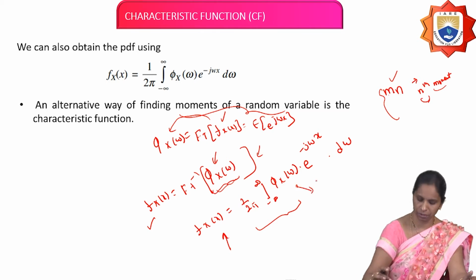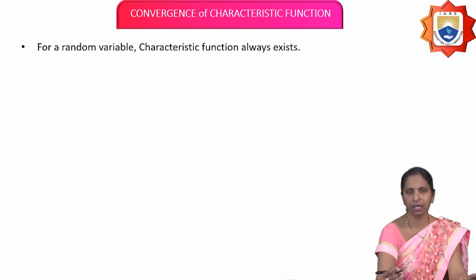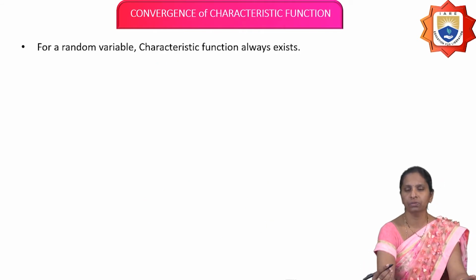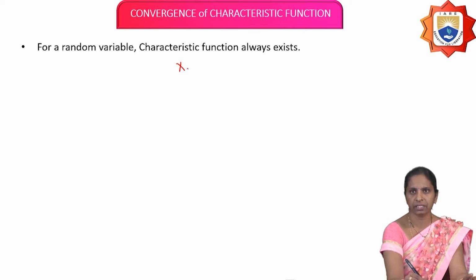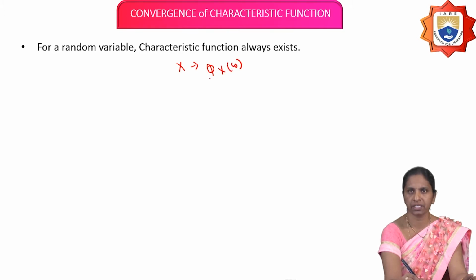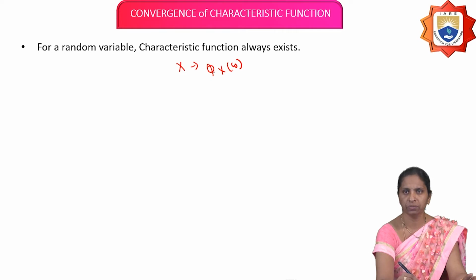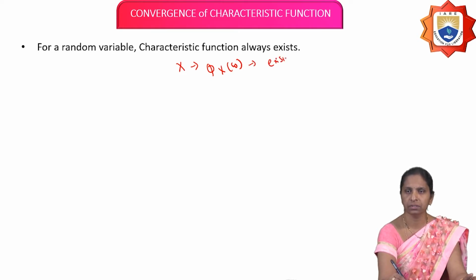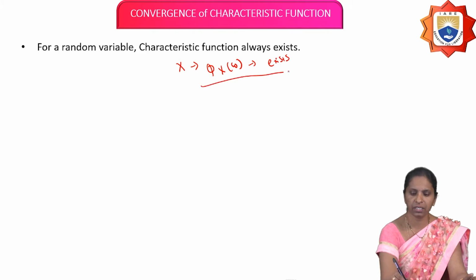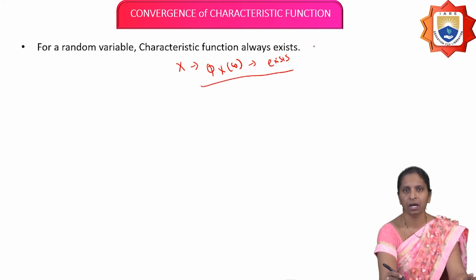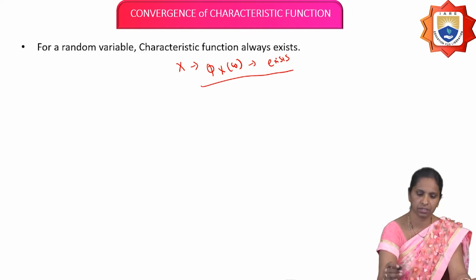Next, we will see the convergence of the characteristic function. If you take a random variable x, its characteristic function is phi x of omega, where phi is the characteristic function. Therefore, phi x of omega will always exist. The characteristic function will always converge, or always exist, for any random variable x.